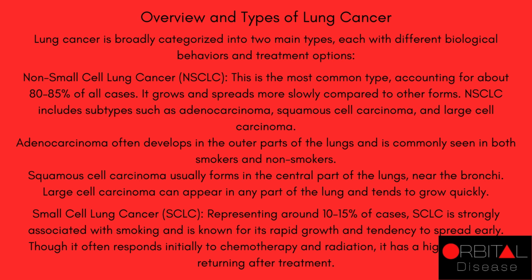Adenocarcinoma often develops in the outer parts of the lungs and is commonly seen in both smokers and non-smokers. Squamous cell carcinoma usually forms in the central part of the lungs, near the bronchi. Large cell carcinoma can appear in any part of the lung and tends to grow quickly.